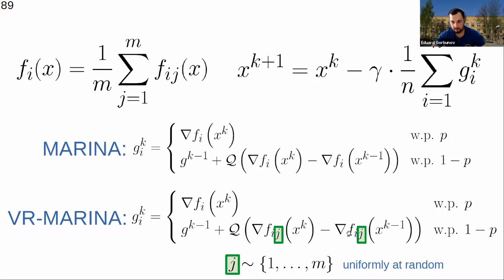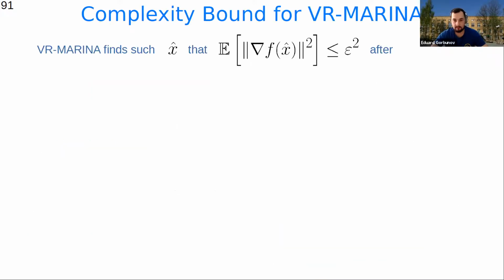So it's just one simple modification. Instead of computing the full gradient, we compute a stochastic gradient, just one gradient, for example, the gradient of one function in the sum. Yeah, here is m. And what about the complexity bound?